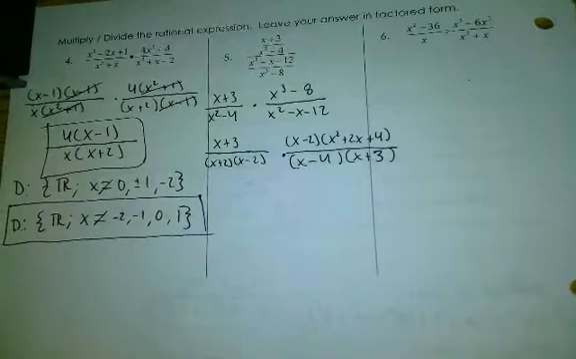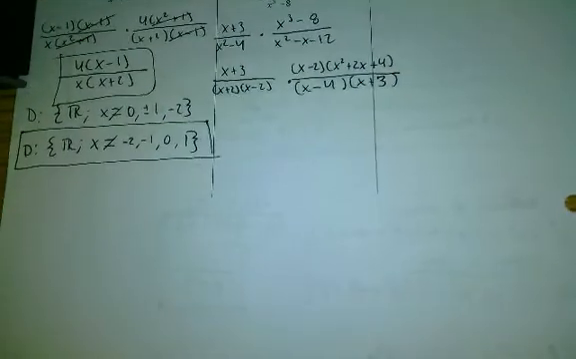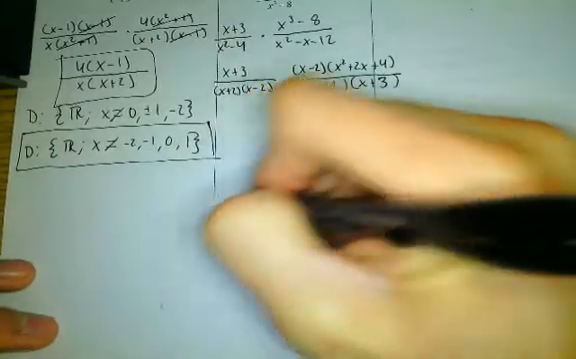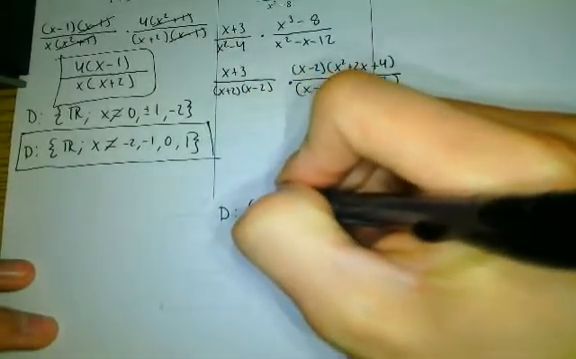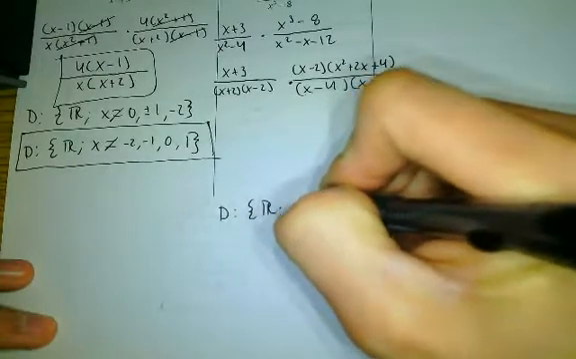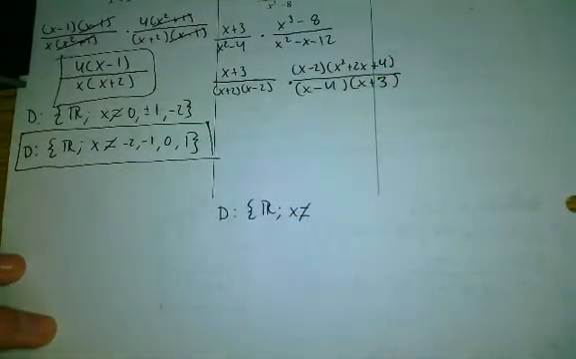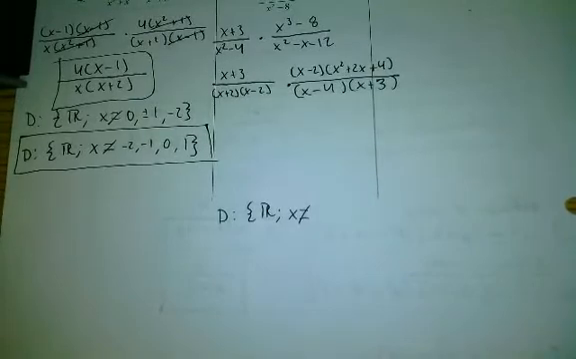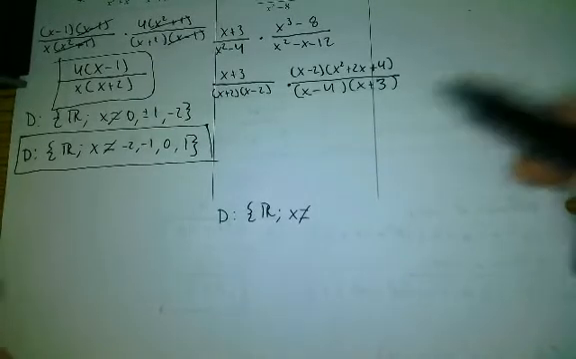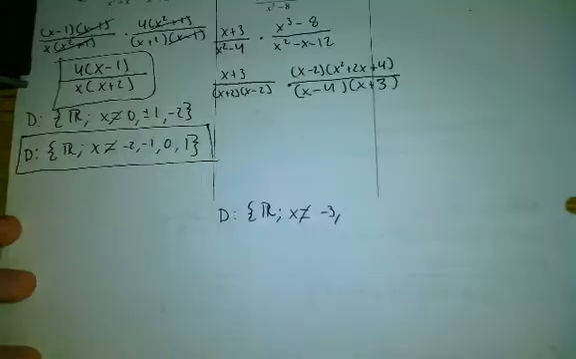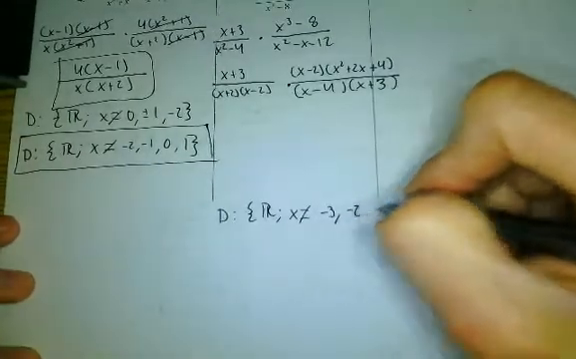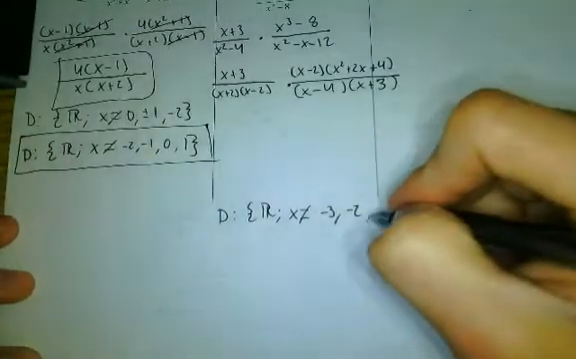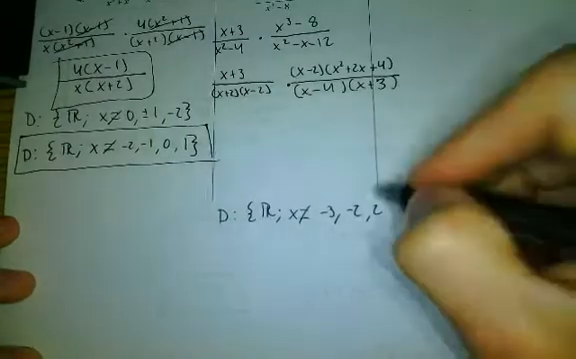At this moment, what I would do is actually find the domain. So let's go ahead and do that. What's the domain? All reals except x cannot equal. Let's go ahead and write them in order from lowest, so from least to greatest. Negative 3, negative 2, positive 2, and positive 4, correct?